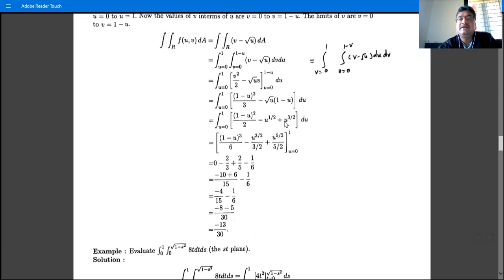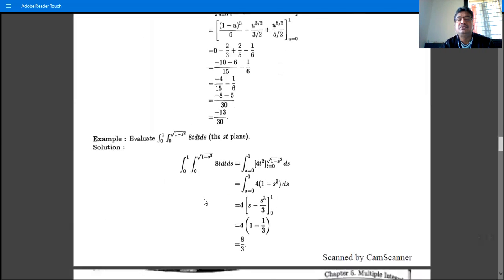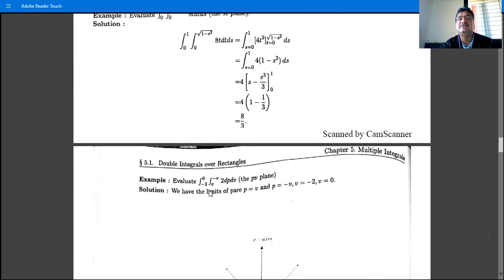So very simple integration. Integration of v with respect to v is v square by 2, and root u is constant with respect to v, so its integration is root u into v. Then take the value at the upper limit and lower limit, then integrate with respect to u. If we find the integration using this, we get the same answer, minus 13 by 30. Okay. So the remaining problems we'll discuss in the next lecture.